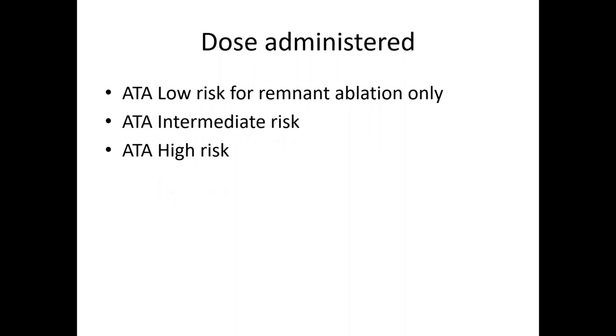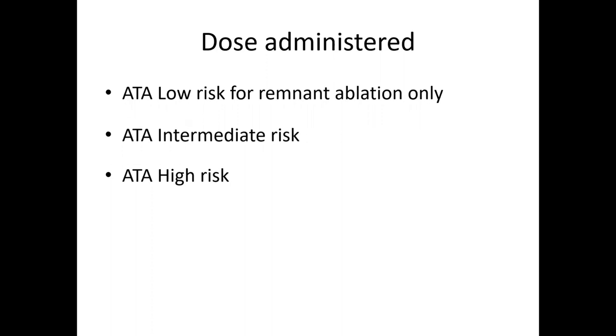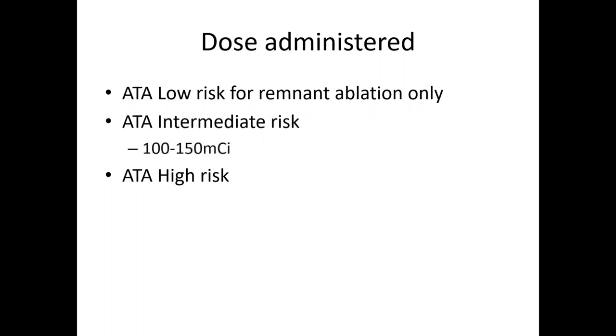What is the dose administered? There is no hard and fast rule on what dose to give to every patient. But if you are giving with the intent of remnant ablation, then we give just 30 millicurie to the patient. There have been studies, and giving anything more than 30 millicuries did not have any better response. For intermediate risk patients, between 100 to 150 millicurie is given.